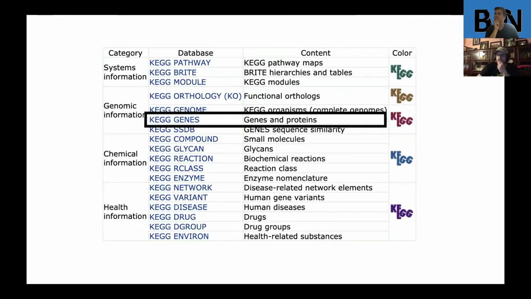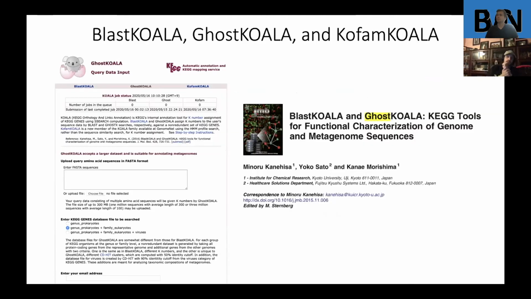So the KEGG genes pathway, these are the databases that are used in these analysis tools: BLAST Koala, Ghost Koala, and COFAM Koala. So I'm going to talk a little bit about these web servers that I think are really intuitive and really easy to use. I was going to do a live demo of these, but I think it's fairly self-explanatory. But I'm just going to walk you through it. So first off, you have these three tools that you can go back and forth between: BLAST Koala, Ghost Koala, and COFAM Koala.